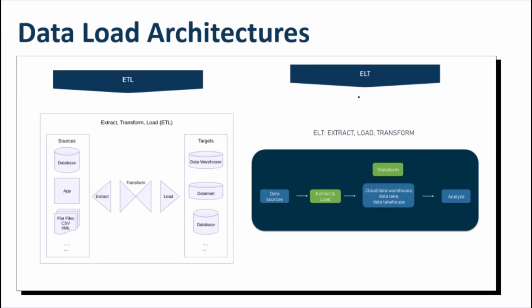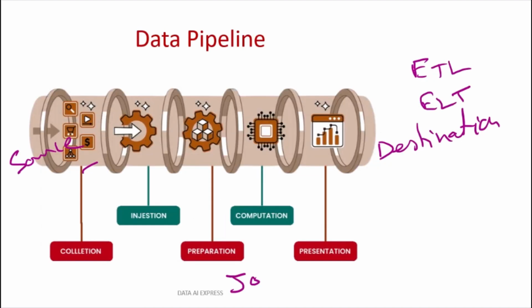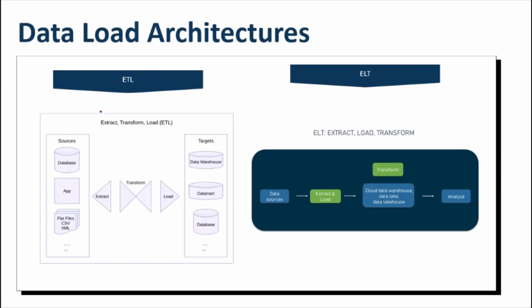There are two primary methods for this: ETL, extract, transform, load, and ELT, extract, load, and transform. In the traditional ETL approach, you first extract the data from the sources, then transform it using tools like Informatica or Talend, and finally load it into the destination. The transformation step requires a powerful engine with significant CPU and RAM to process the data before loading it into on-premises databases like Teradata or Oracle.